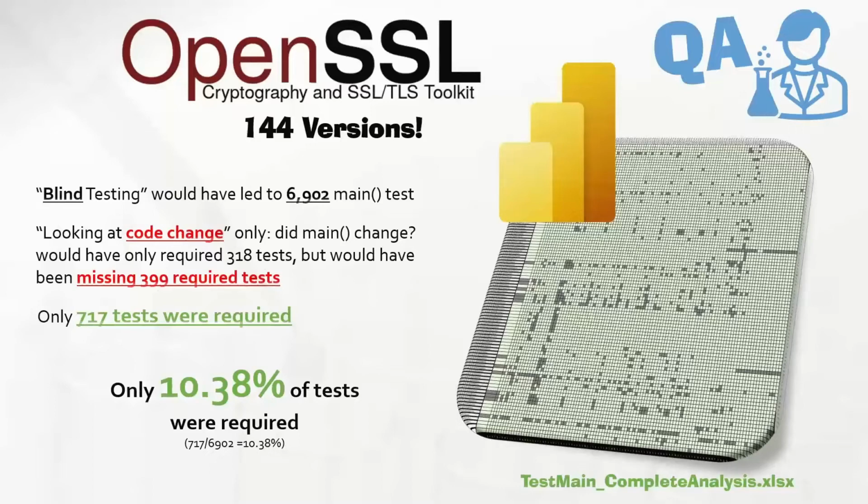But the conclusion was that you only really need to do 717 tests to test all the main functions over the past 20 years. You did not need to do 7,000 tests. You only need to do 717. That was 10.38%, or about 10% of the tests were actually needed. Again, something not possible before.